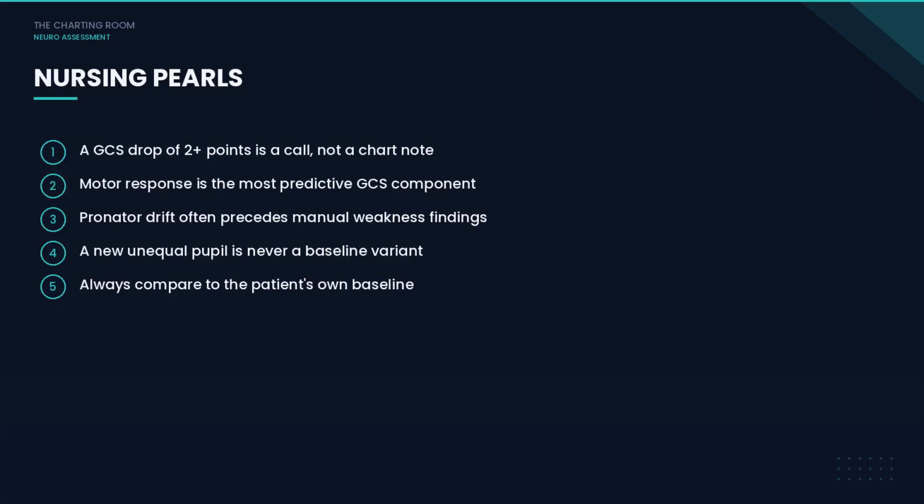Motor response is the single most predictive GCS component for outcome. Weight it accordingly. Pronator drift often shows up before manual strength testing catches anything. A new, unequal pupil in a patient who was previously equal is never a baseline variant. Treat it as new until proven otherwise. A positive Romberg points to a proprioception problem, not the cerebellum. Cerebellar disease causes instability even with the eyes open. Always compare to the patient's own baseline, not just to normal.